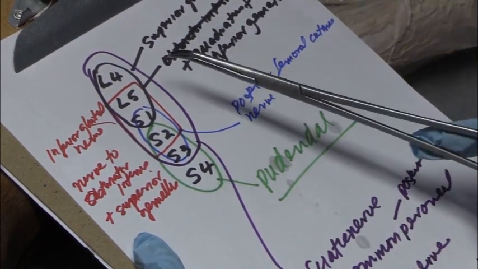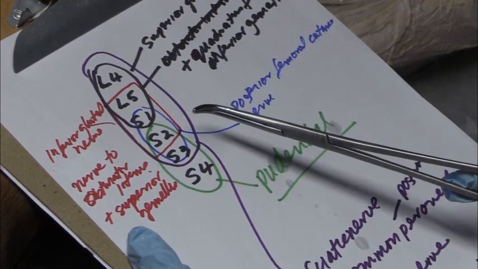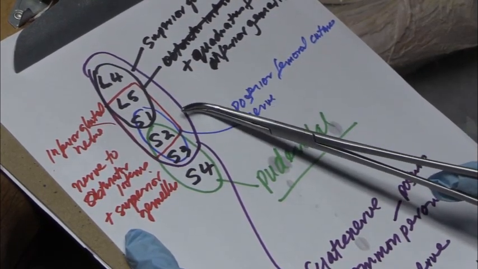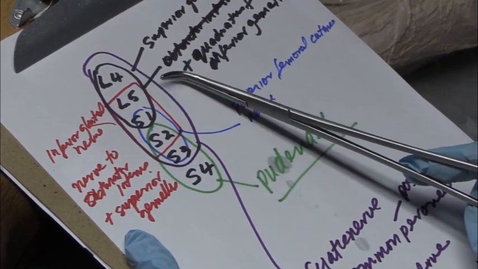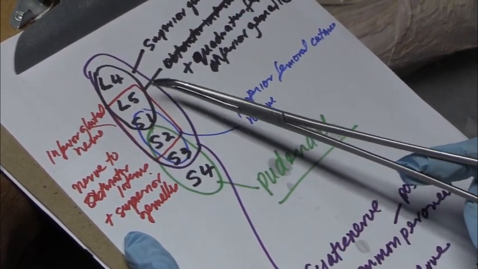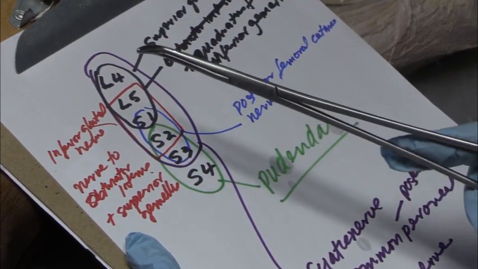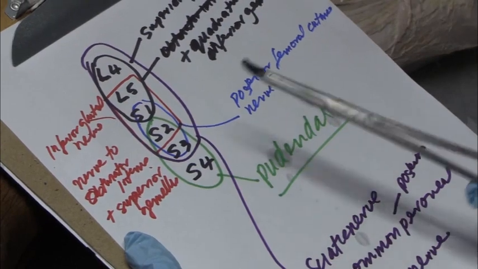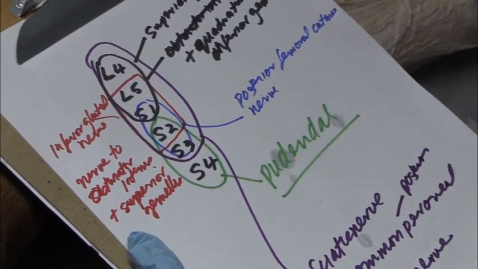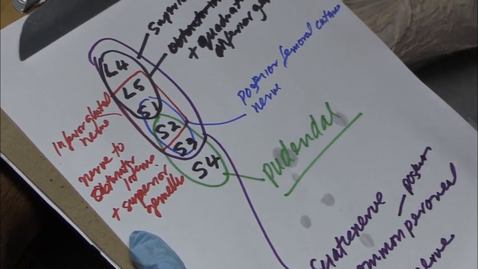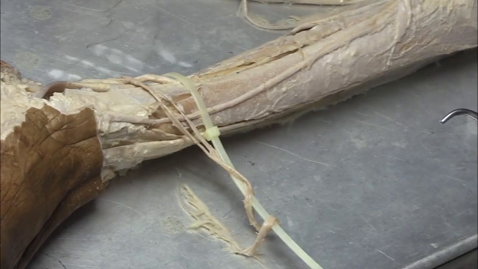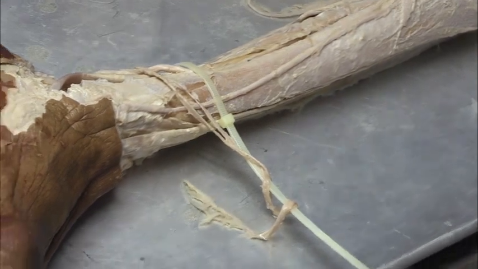But there are a couple other branches that supply from the roots, like S2, 3, and 4. S2, 3, and 4 also would supply the levator ani. And there's another nerve called the perforating cutaneous, which is S2 and 3, but I wouldn't go into that right now. I want to talk about the internal pudendal. Let's see if we can see it.